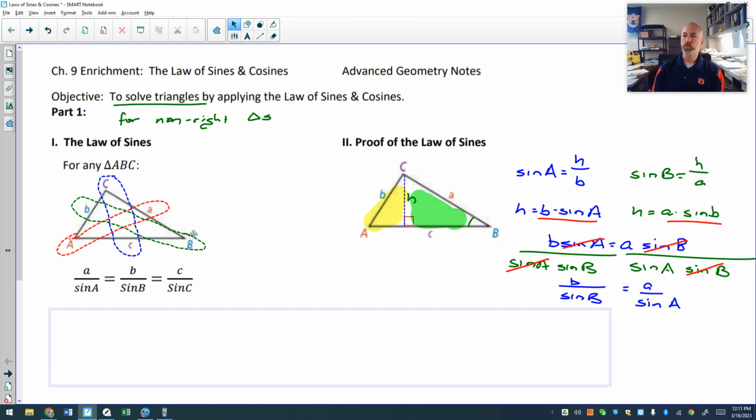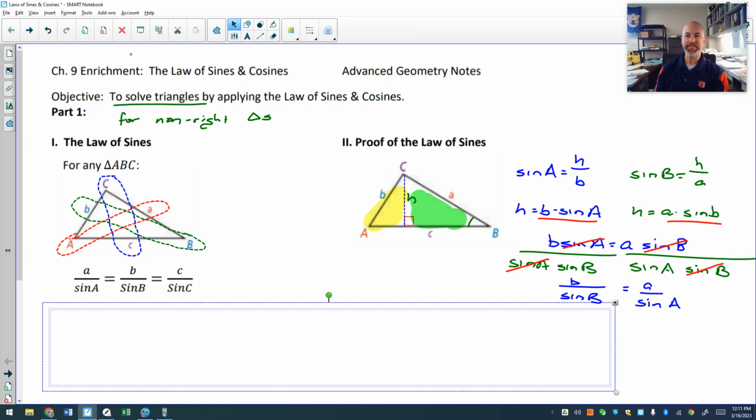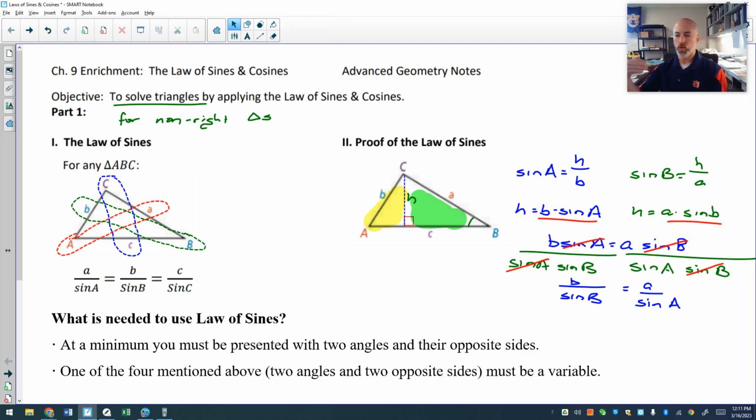Now, one thing to remember with the law of sines, and I am injecting this into the notes, which was not part of them originally, is that in order to use the law of sines, at a minimum, you have to be presented with two angles and their opposite sides. So that's four pieces of information, two angles and their opposite sides, and one of those four has to be a variable. So that's what you're looking for. You're looking for an angle, its opposite side, another angle and its opposite side, and a single variable somewhere in there.